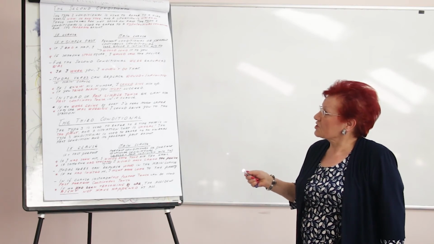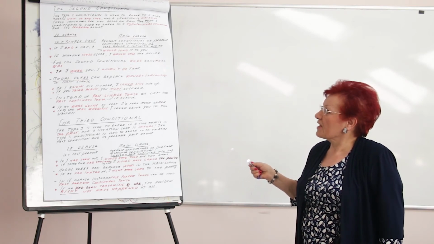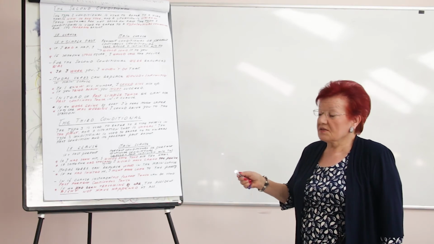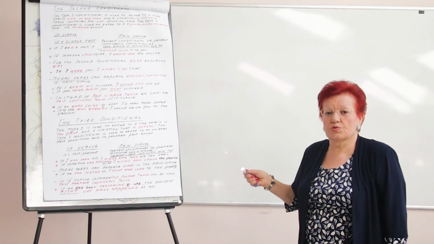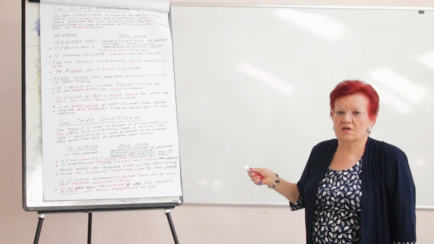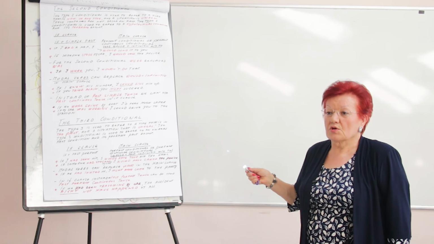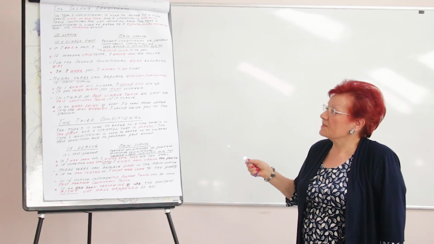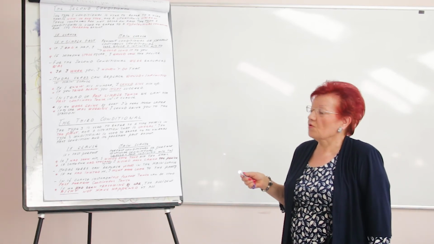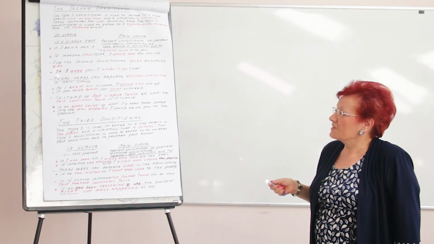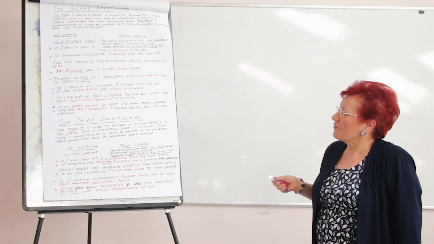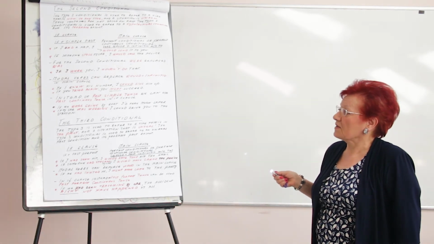For the second conditional, were replaces was. That is in all persons. That refers to I, you, she, he, it, or we, you, and they. All the same. It is were instead of was for the first person. For example, if I were you, I wouldn't do that.